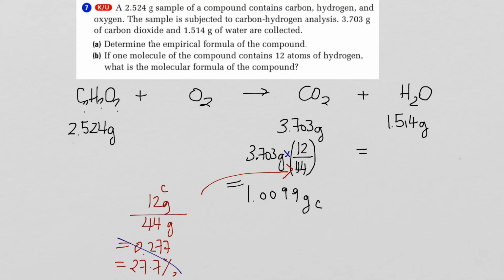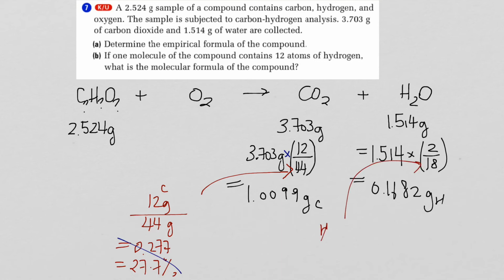So here we can say that inside 1.514 grams of water, we have 0.1682 grams of hydrogen. Again, why this? It's because if you look at the percent composition of hydrogen, you have 2 hydrogen for the entire molar mass of water, which if you want to calculate it, is 0.11111 or 11.1%. So again, instead of writing this all out, it's going to be 2 over 18 anyways. This is equal to 11%. So why don't we just keep this instead of writing this all out?